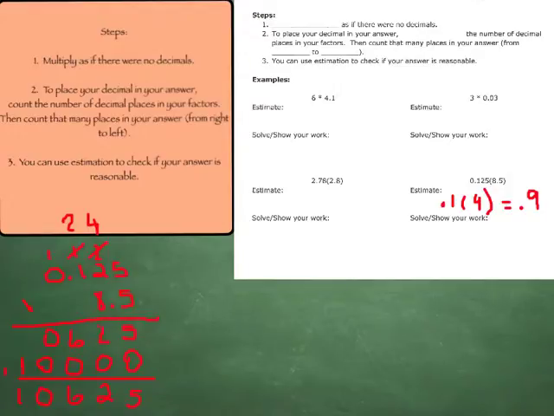Now I count my place values. I swoop 3 times in the first one, once in the second one, for a total of 4. So in my answer, I will swoop the decimal 4 places. So my answer is 1.0625. And is 1.0625 close to 0.9? Yes, it is.